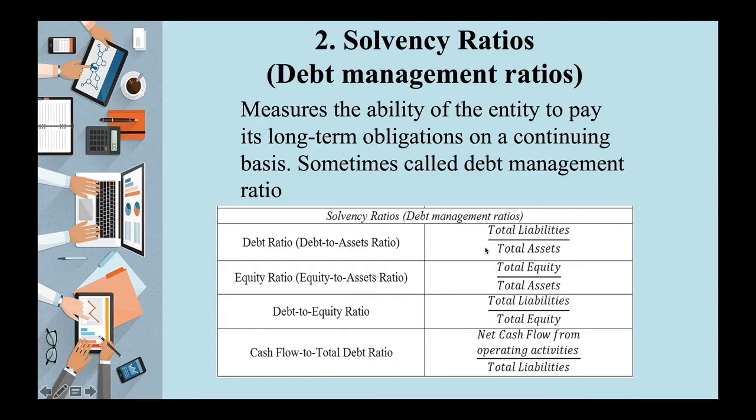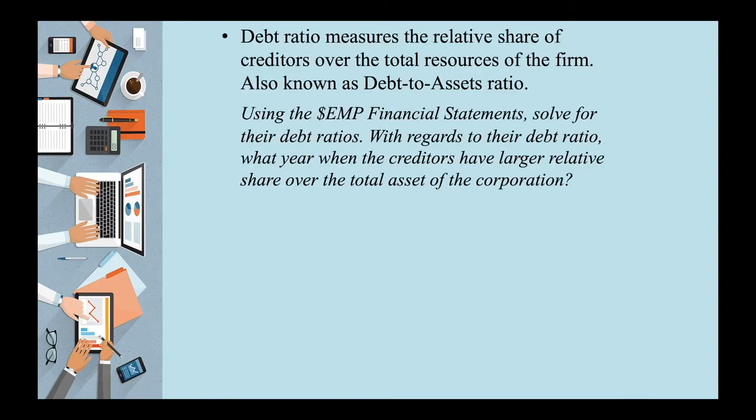Ito yung formula, mamaya isa-isayin natin. We also have the equity ratio or the equity to assets ratio, debt to equity ratio, and the last one, the cash flow to total debt ratio. Now let's have the debt ratio first. So debt ratio measures the relative share of creditors over the total resources of the firm, also known as debt to assets ratio. Ano daw po yun? English kasi, Tagalogin natin, no? Ito yung kung kumbaga gaano kalaki yung ambag ng mga creditors sa total resources natin ng corporation. No, ilang percent yung from creditors.